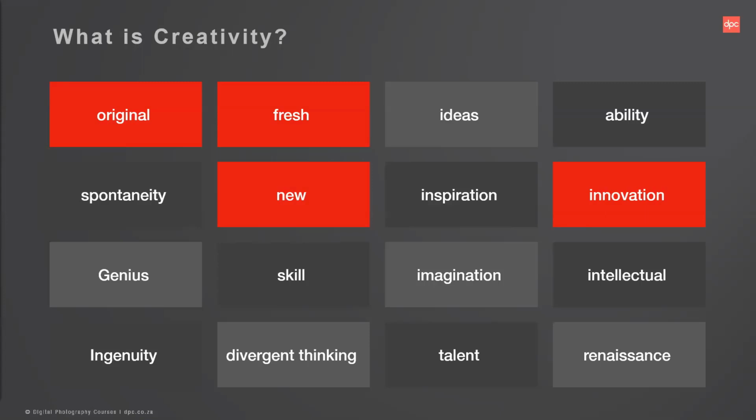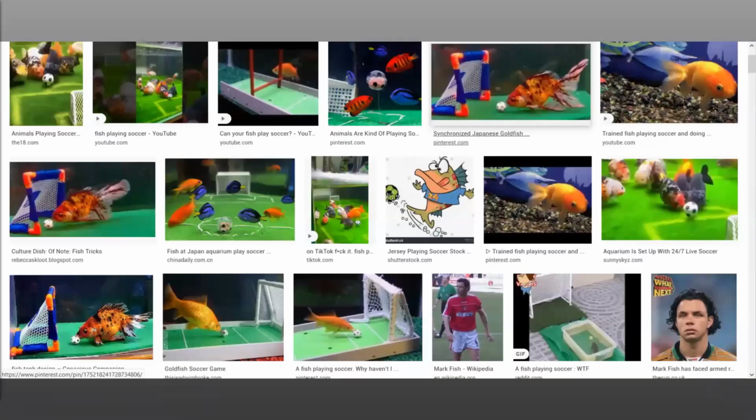So I thought of the most random thing that I could think of. I put two words together in the most unlikely way I could come up with, and it was fish playing soccer. Then I did a Google search for images of fish playing soccer. That's how many results I got. I mean, there's pages of it. There's even Mark Fish, who played soccer. But there are a lot of fish.